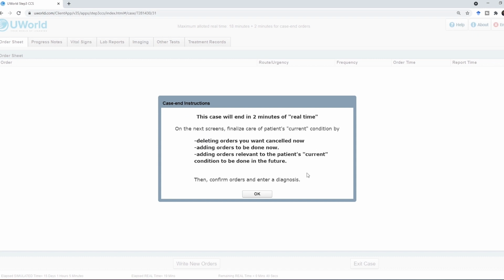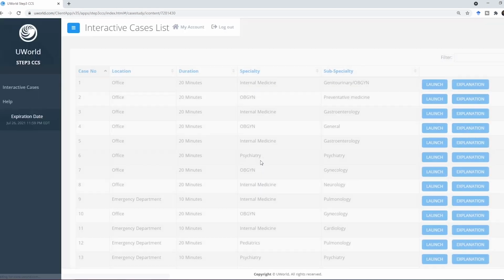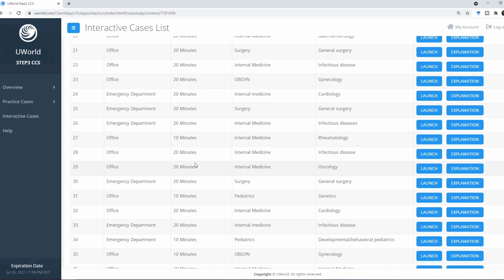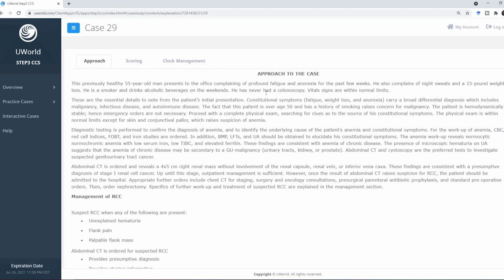So for us, in this case, we don't have anything to add. So we just click on OK and exit case. And the primary diagnosis is renal cell carcinoma. And we click OK, end of case. So if you want to have a look at the explanation of this case, we go to case 29 and click on explanation, and you'll see the approach to the case.